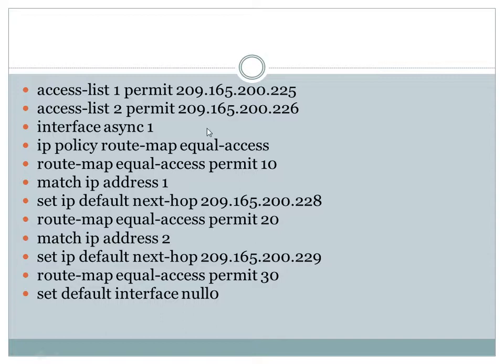First, from this line actually we start defining. What do we say? We want to define a route map. What do we define? We want to define a route map. What will be the name for the route map?